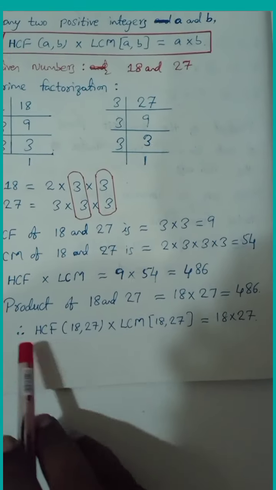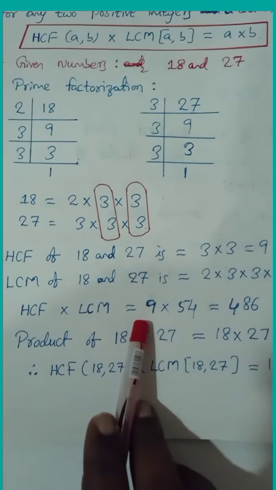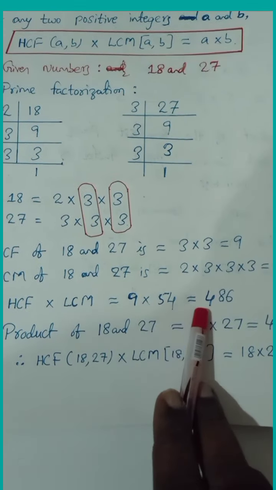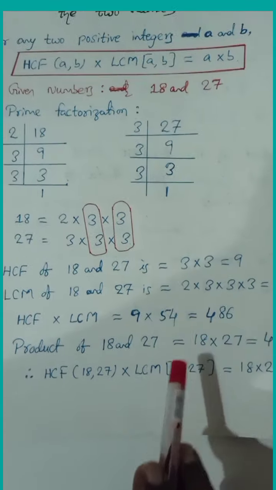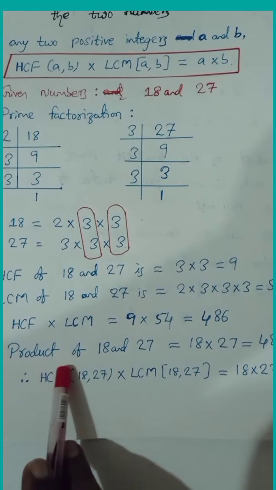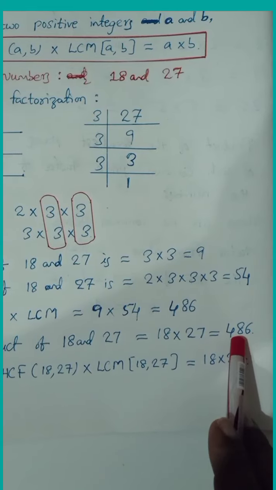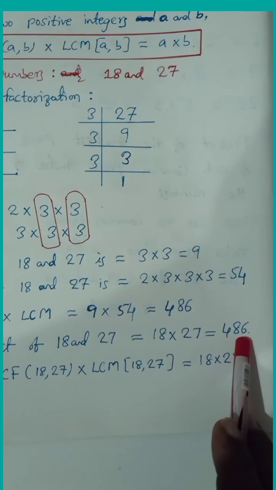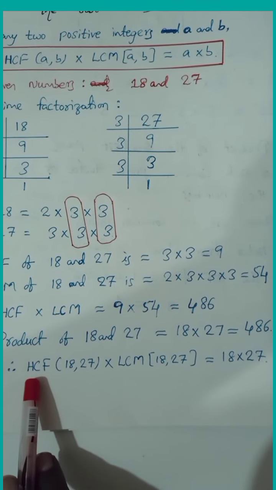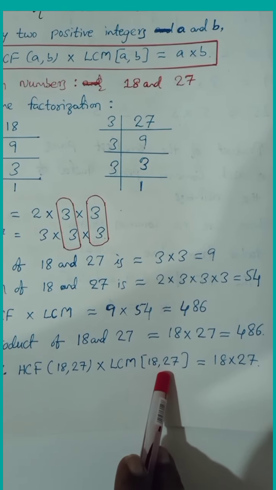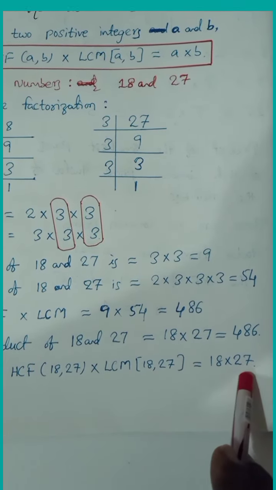Now HCF into LCM is equal to 9 into 54. So 9 into 54 is equal to 486. Then the product of the given numbers, that means 18 into 27, also gives 486. Finally we say that therefore HCF of 18, 27 into LCM of 18, 27 is equal to 18 into 27.